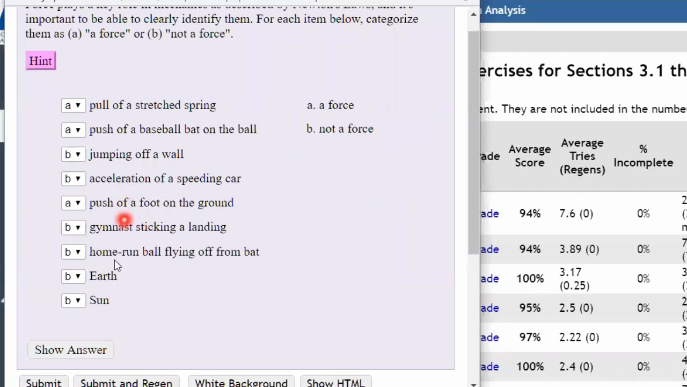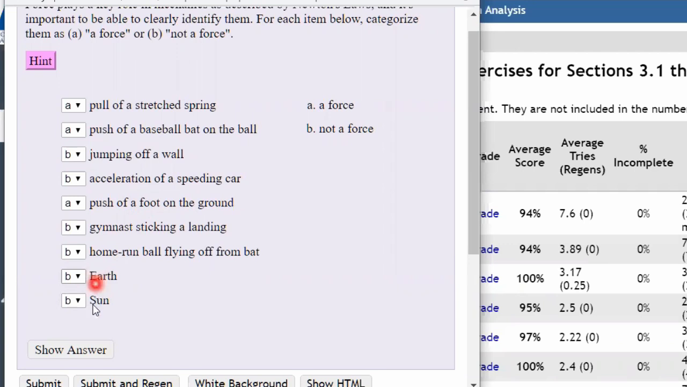And let's see, like Earth and Sun. These are objects. Earth is an astronomical body. Sun is an astronomical body. Now, these bodies do exert a force. Sun pulls the Earth towards the Sun. That's why Earth orbits the Sun.